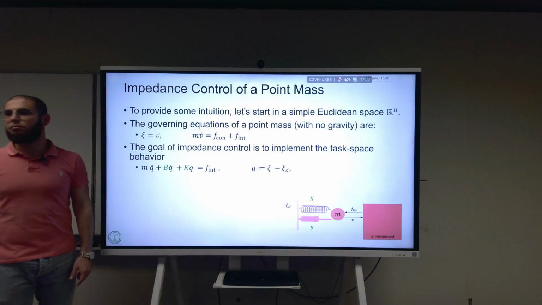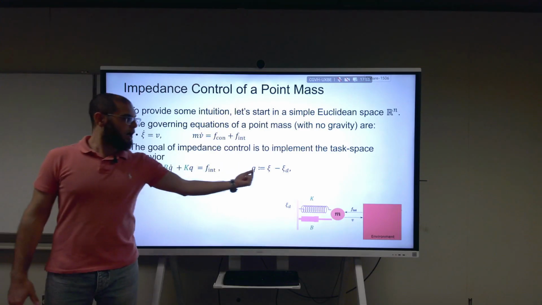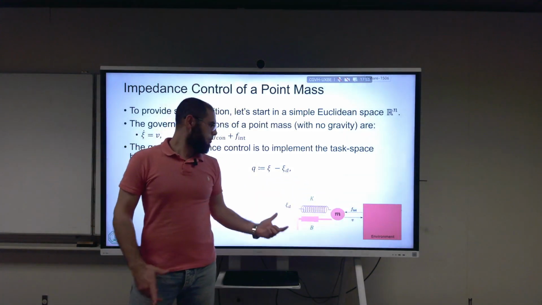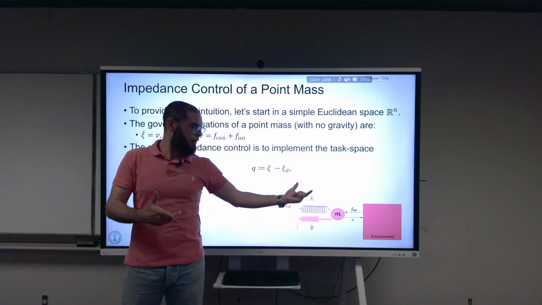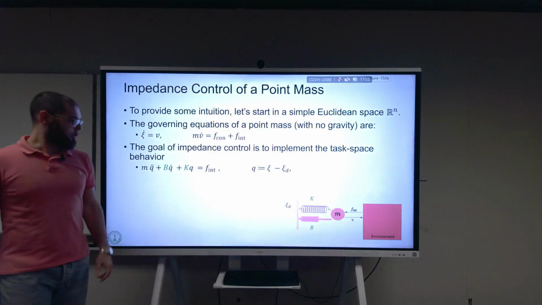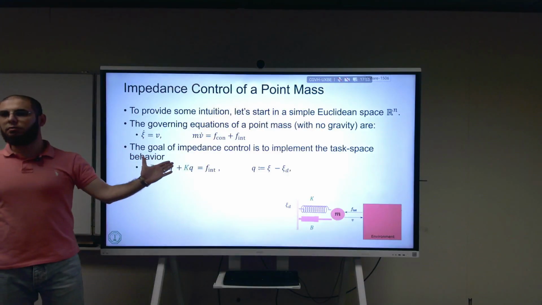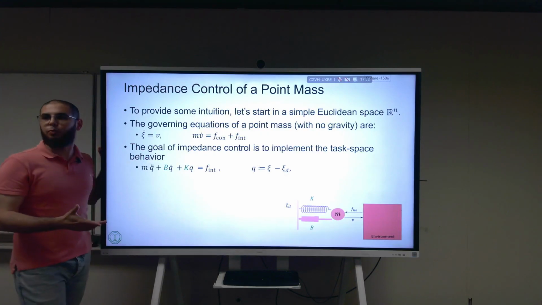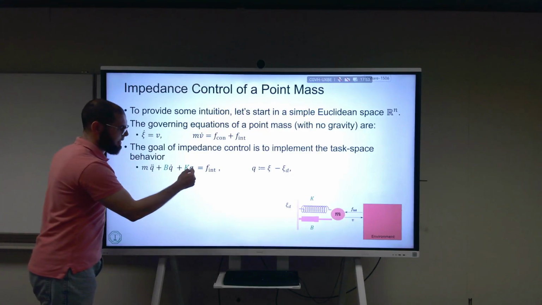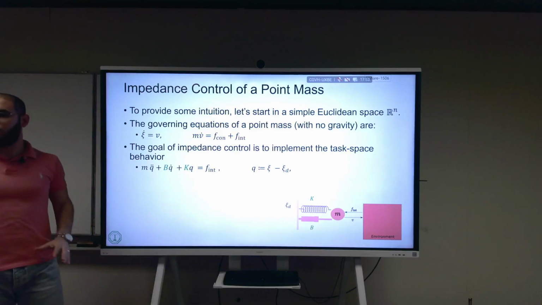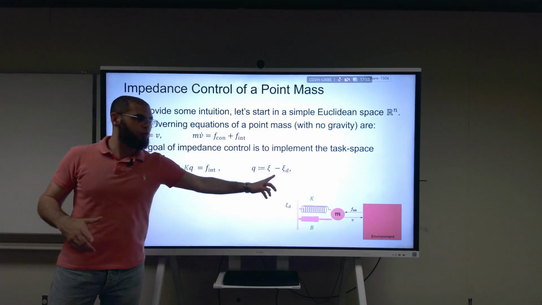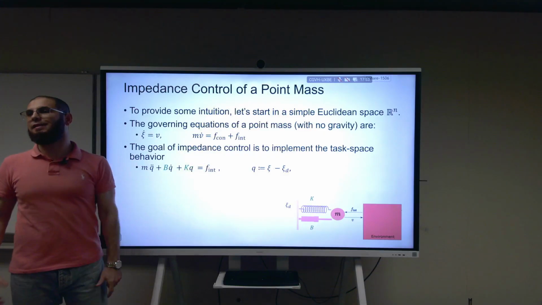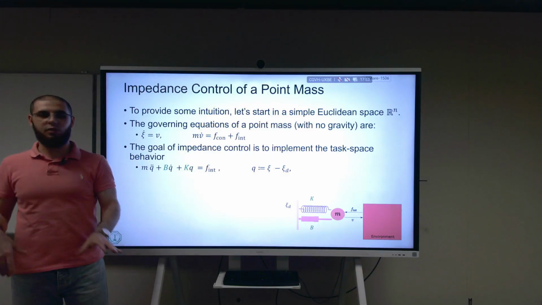Does that make sense? Where q here will be psi minus psi desired. The location where I want to go is psi desired, and psi is the actual point mass, so q is the difference between them. So you see here, eventually, this is the equation of a mass spring damper system. What is the input and the output here? The input is q, the relative distance between where I am and where I want to go, and the output is the interaction wrench. This is the behavior that we want to control.